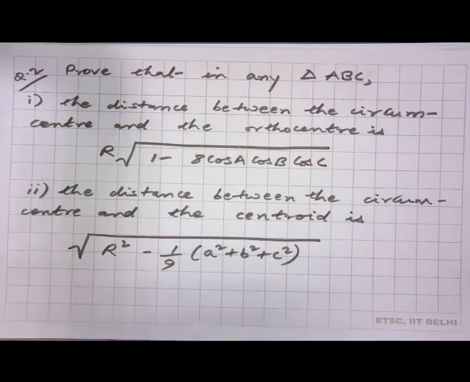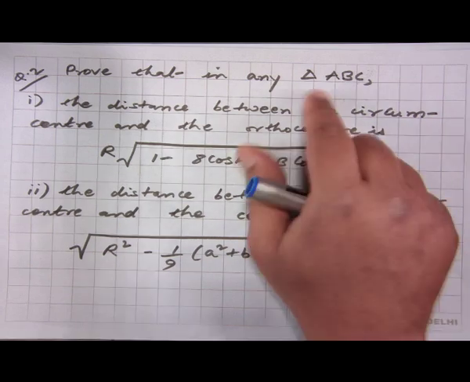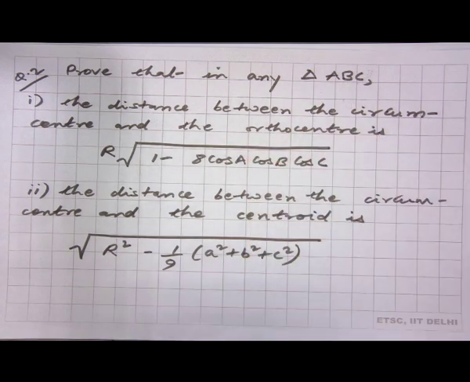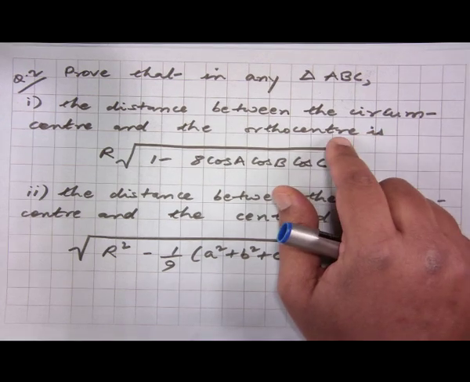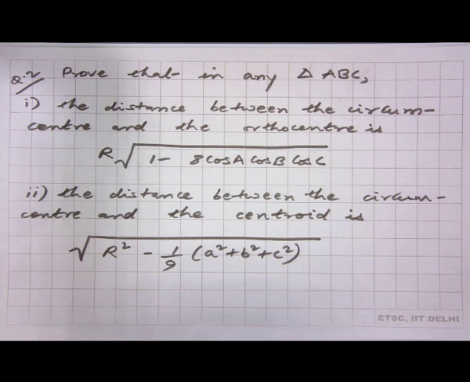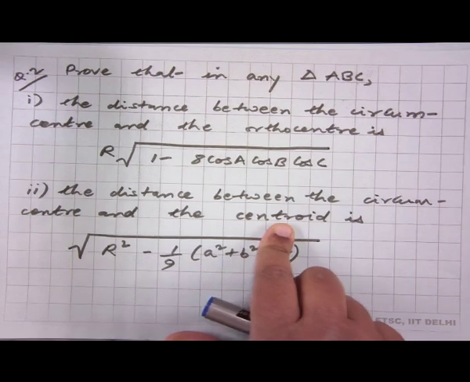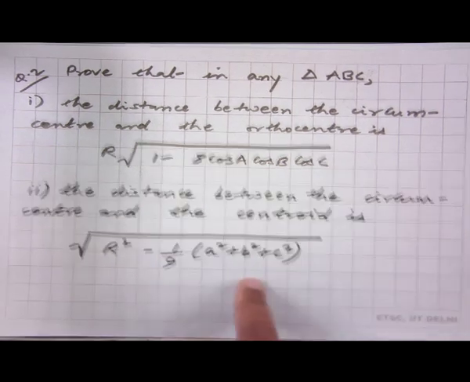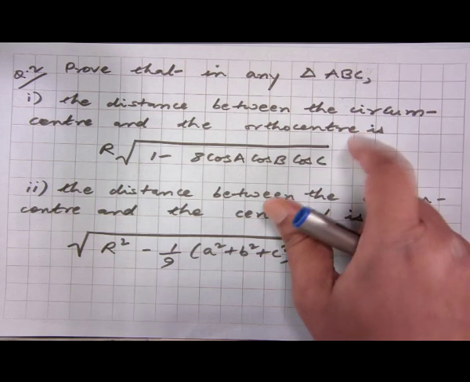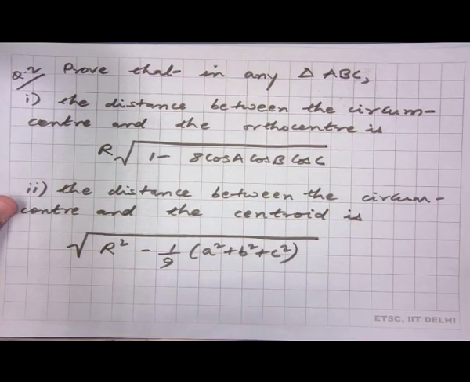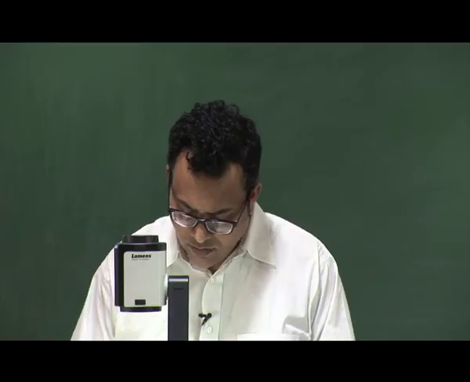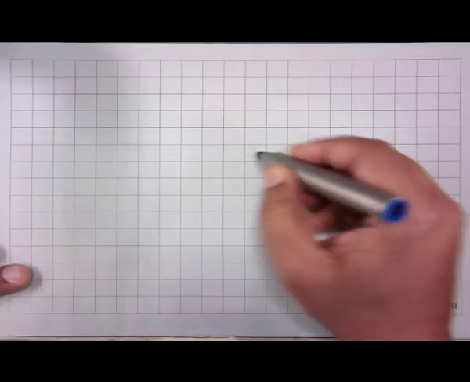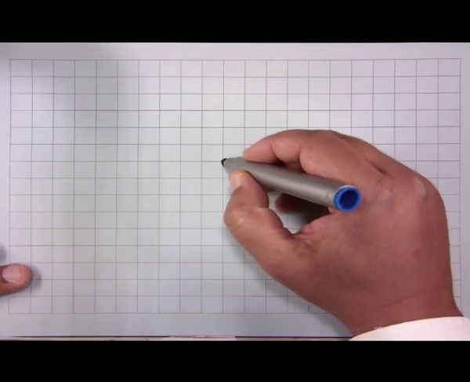So this is the second problem. Here we are asked to prove that in any triangle ABC, the distance between the circumcenter and the orthocenter is given by this expression, and then further that the distance between the circumcenter and the centroid is given by this expression. So let us first prove the first part, and then we will show that the second part will follow pretty much easily. To solve this problem, let us first draw this triangle ABC.